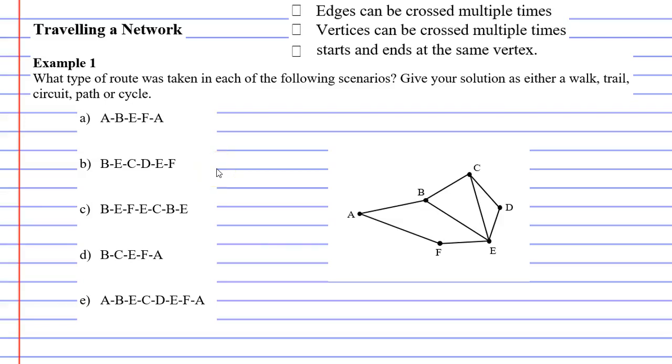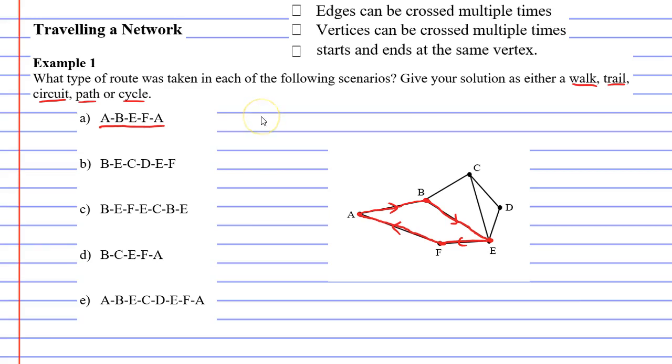In this video we're going to complete example 1 and we're going to describe each route below, giving our solution as either a walk, a trail, a circuit, a path or a cycle. So we'll start with question A, and you'll notice that we start at vertex A, travel to vertex B, then down to vertex E, and I'll put arrows in to show the direction I'm traveling, then across to vertex F, and finally finish back at our starting point, vertex A.